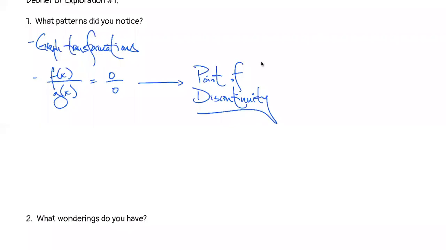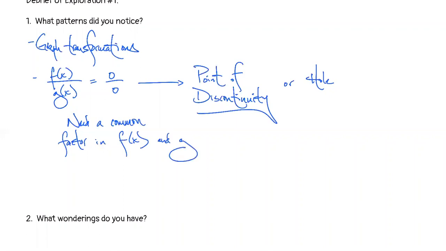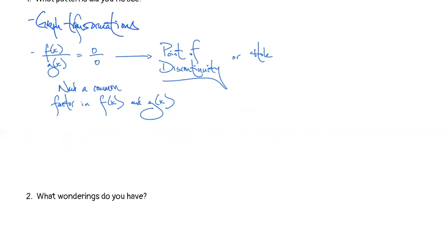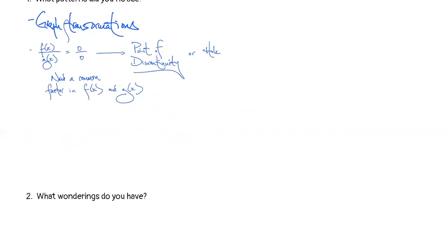If we had something like 0 over 0, then that was going to give us a point of discontinuity, or sometimes we just refer to it as a hole. Okay. Yeah, let's write that down. Need a common factor in f of x and g of x. Okay. All right, let's shrink this down a little bit so I have some more room to write the other stuff.